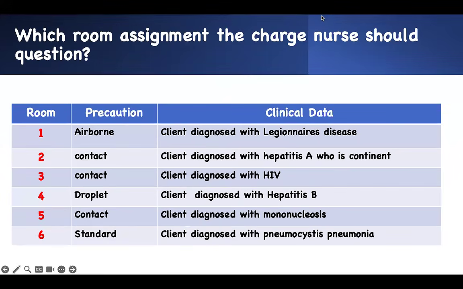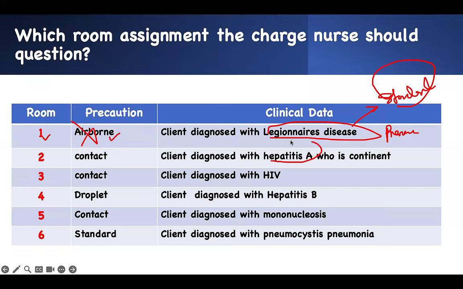They are traps. So which room assignment should the charge nurse question? You have a patient in room 1, put in airborne, who is diagnosed with Legionnaires disease. Why am I studying this question? This is a trap. This is a pneumonia. It's a bad pneumonia, but it's not infectious. You don't transfer it to any other body. So what you need is a standard precaution. You don't need airborne. So this patient needs to be questioned.